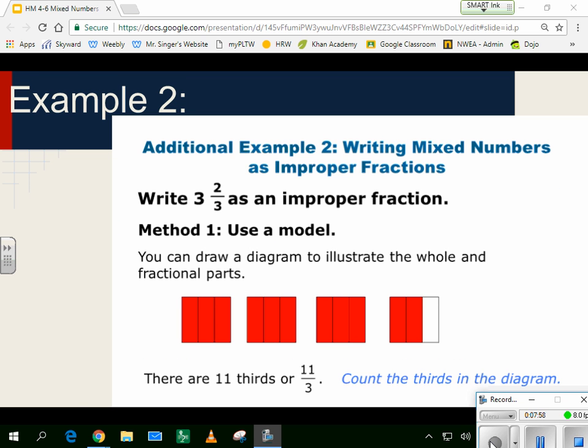Now, just as you can go from an improper fraction to a mixed number, we can go back the other way. Let's say we were given a mixed number like 3 2/3, and you were supposed to put it into an improper fraction.